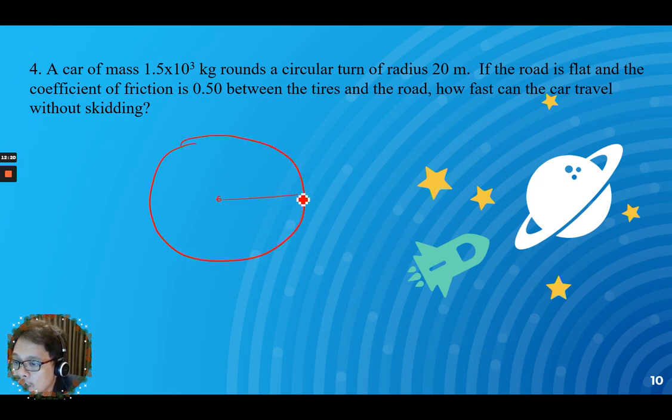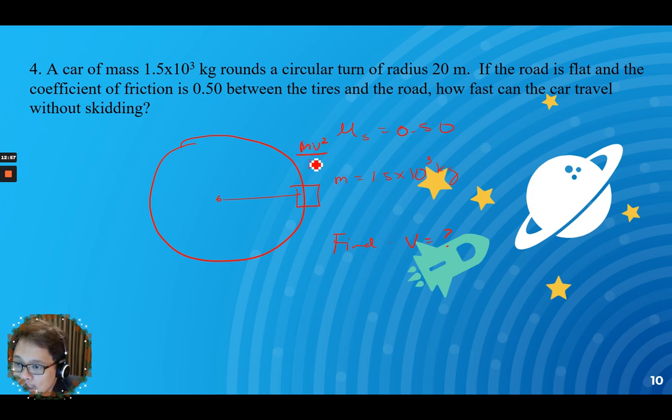Okay, so this is our car and the mass is given as 1.5 times 10 raised to the third kilograms. The road is flat and the coefficient of static friction is 0.50 between the tires and the road. So we are asked to find v.